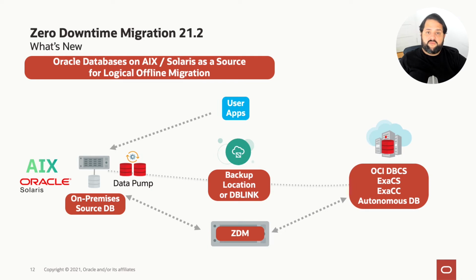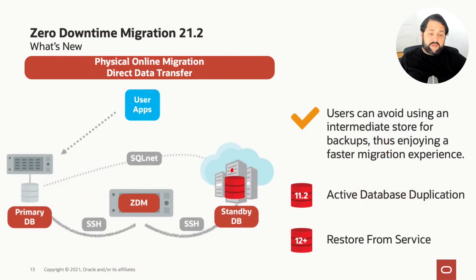Again, you use the logical offline migration method, use a backup location or database link if you want to, and you have a bigger array of targets like Database Cloud Service, Exadata Cloud Service, Cloud at Customer, and of course, the Autonomous Database.